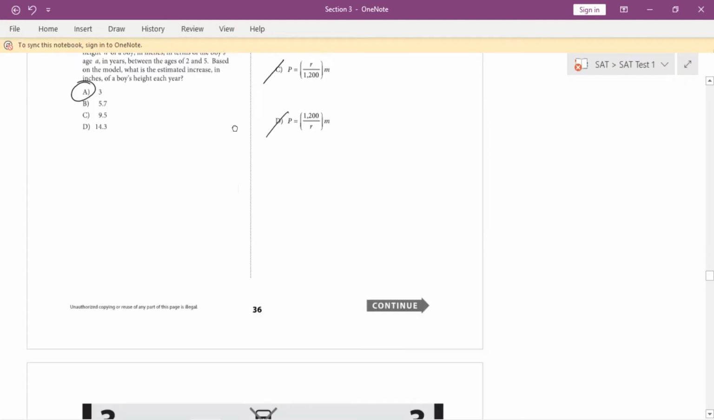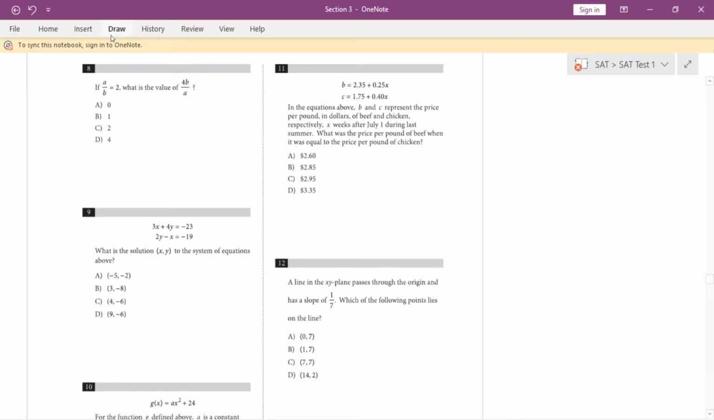Okay, let's keep going. Let's take a look at number 8. Number 8 says if A over B is equal to 2, what is the value of 4B over A?